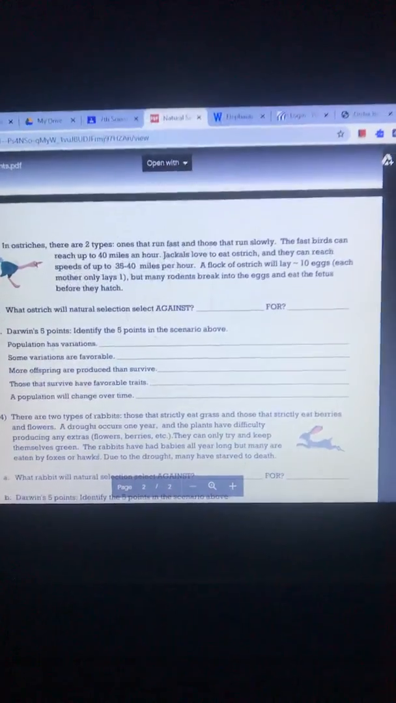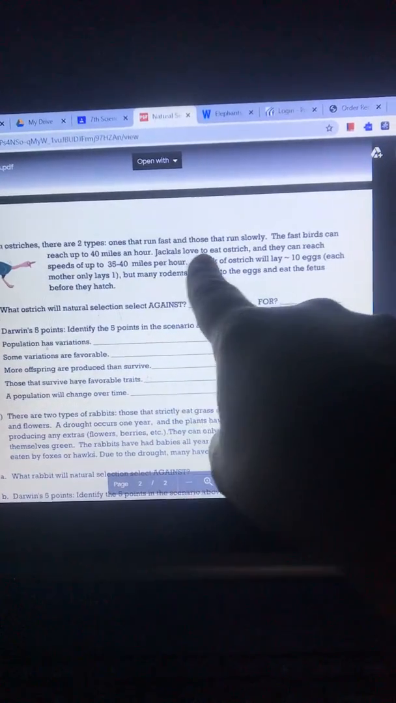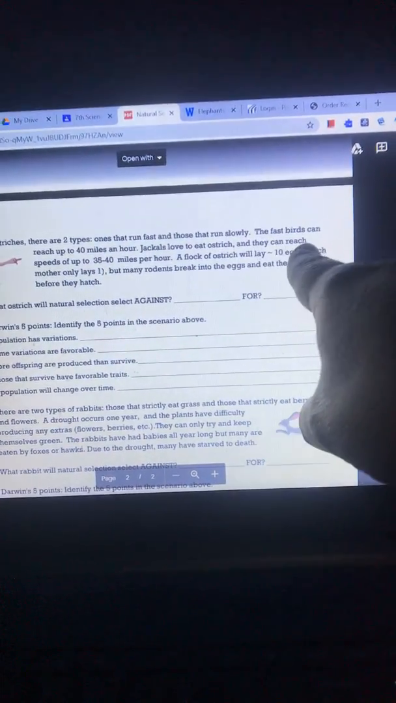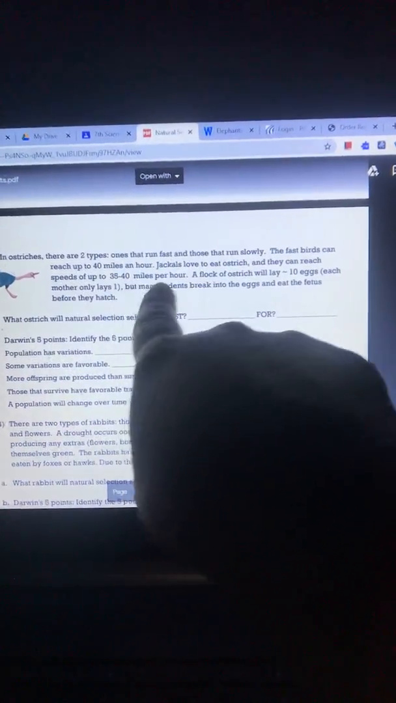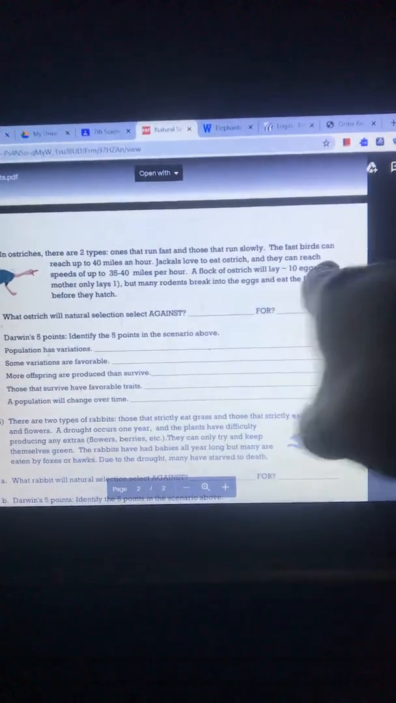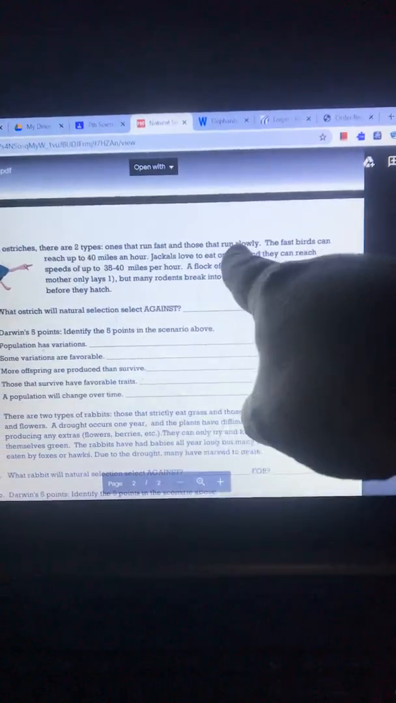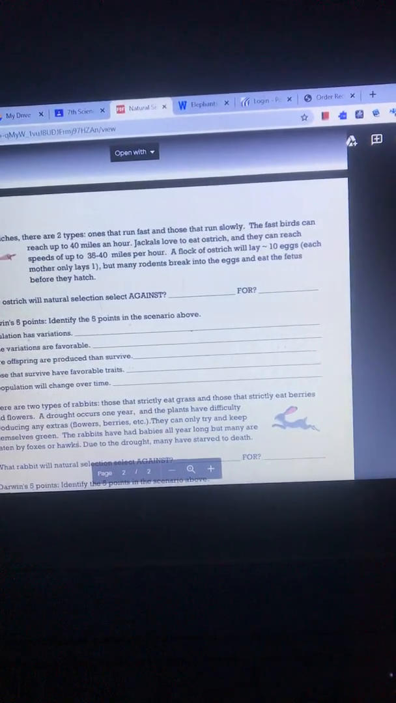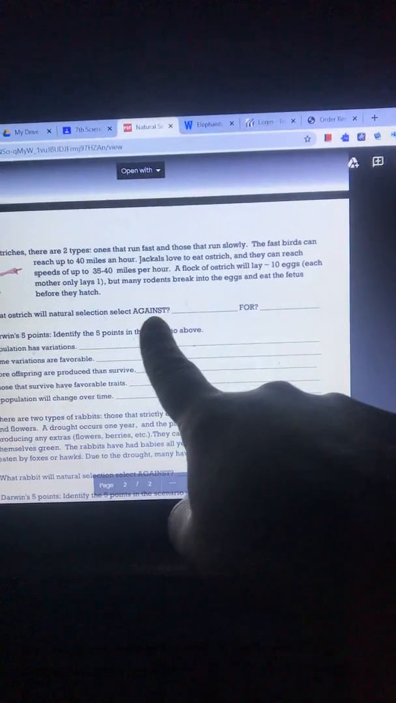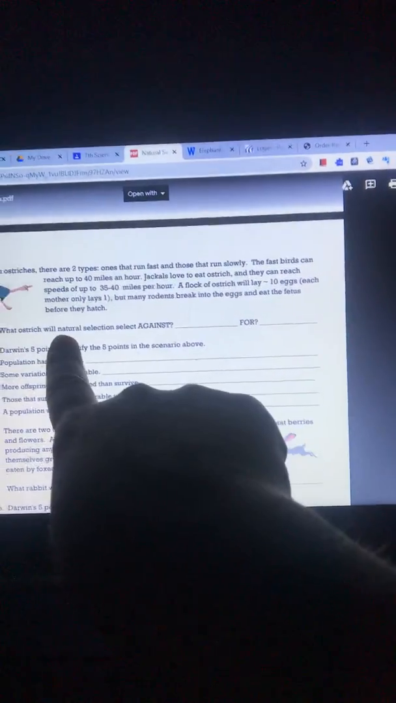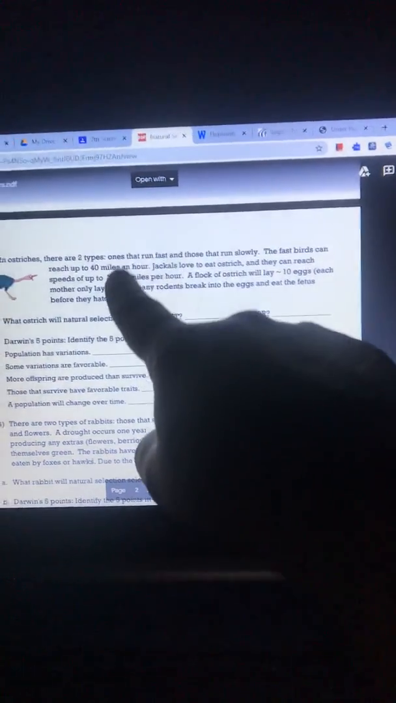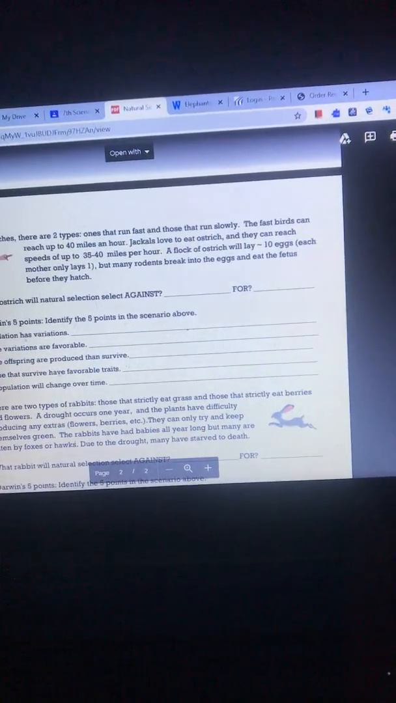So the predator is the jackal. He loves to eat ostrich and can reach speeds up to 35 miles per hour. If the fast birds can run 40 miles per hour, which ones are the jackals going to catch? The fast or the slow ones? Okay, which one are they not going to catch? So what has natural selection chose to win? The fast or the slow ones?